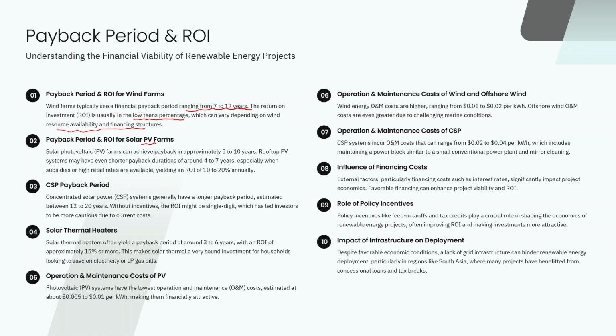If you look at PV farms on the other hand, they have a payback period of approximately 5 to 10 years, right? And a rooftop solar PV system may have an even shorter payback period, somewhere around 4 to 7 years, okay, specifically when subsidized by the government and so on. And the return on investment could be 10 to 20% annually, based on the available energy yield, right?